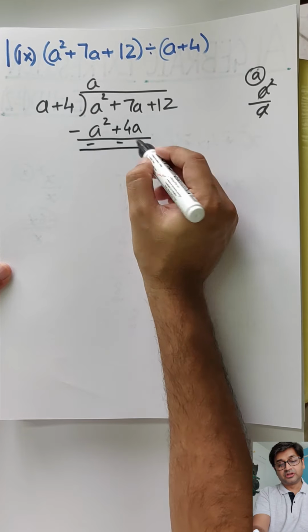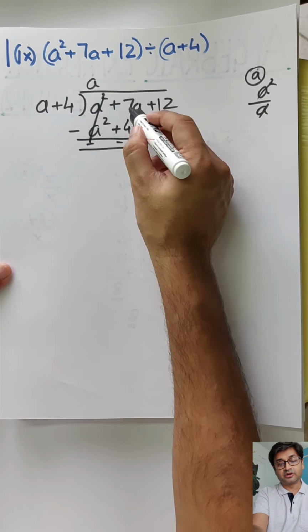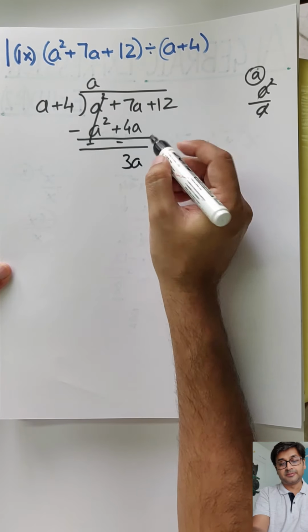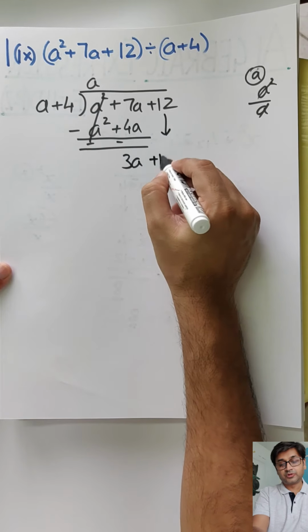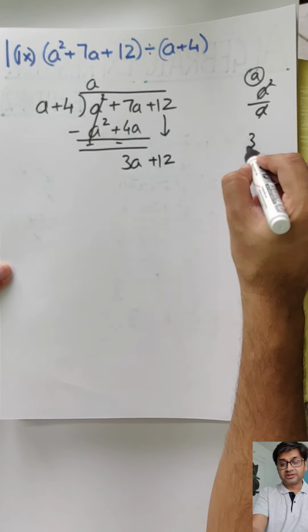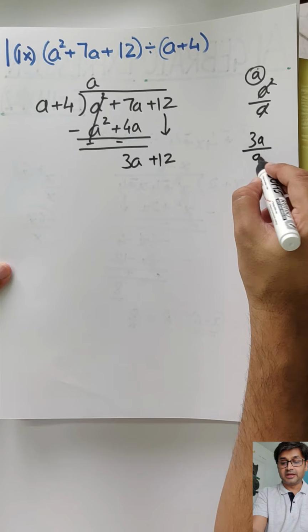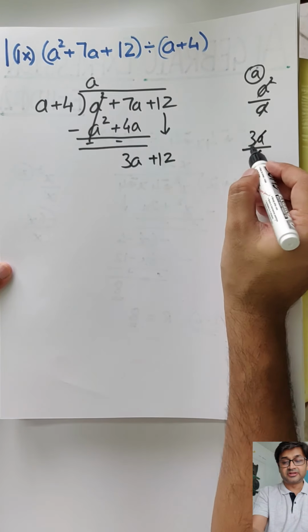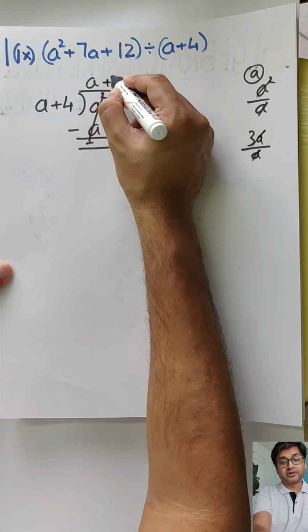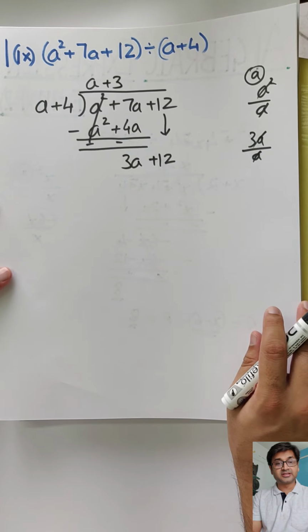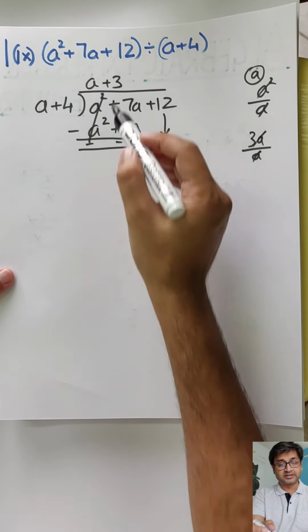Minus, so both signs will change. A square minus a square goes. 7 minus 4 is 3a. Bring this down, so plus 12. Now this 3a divided by a. So a gets cancelled. What is left is 3. No sign, so I'll have to write plus 3. If there is a sign, write it. No sign, then write plus 3.